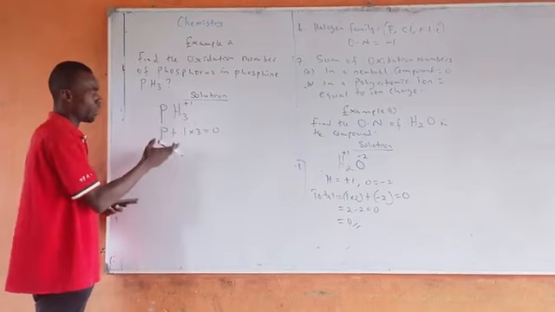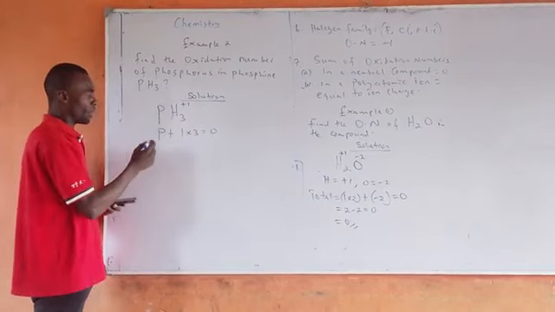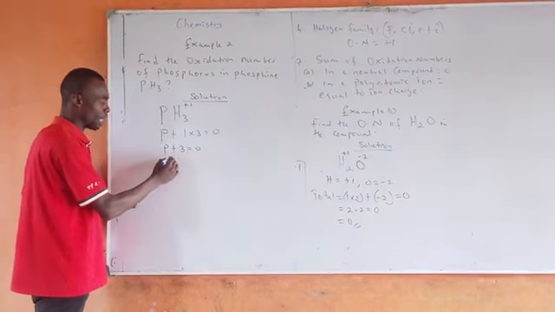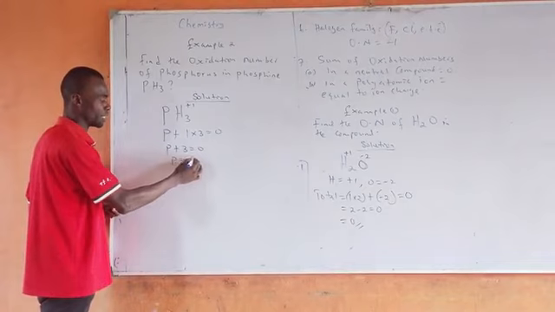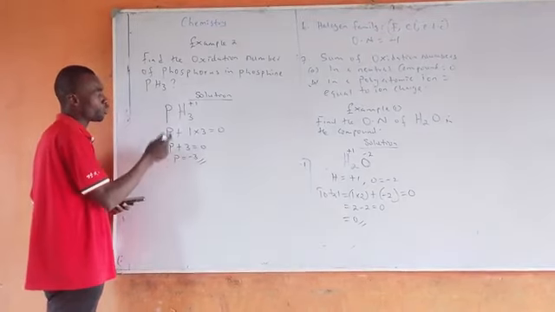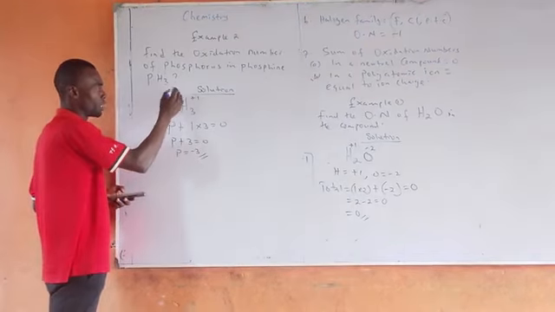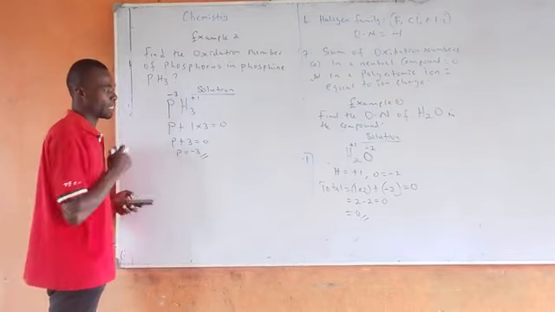Now, this is a neutral compound. The sum is 0. Now, you are going to have P plus 3 is equal to 0. Now, P is equal to -3. Now, the oxidation number of phosphorus here is what? -3. That is the answer.